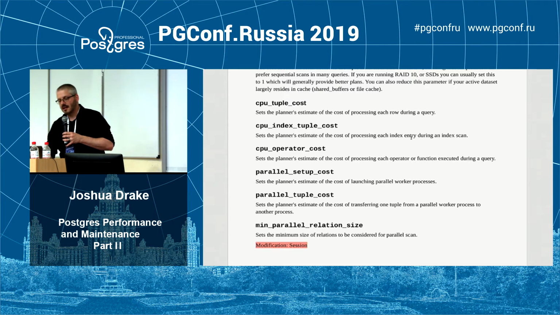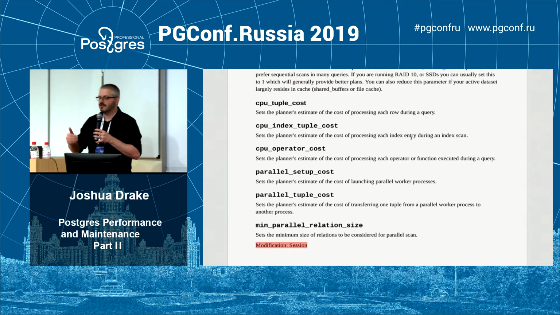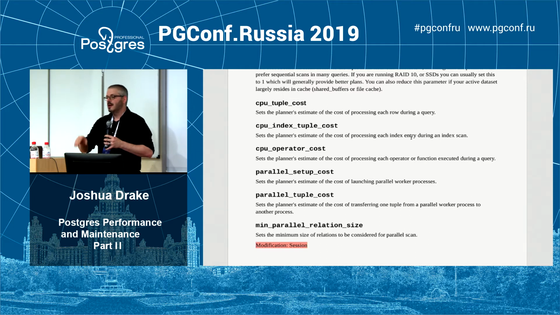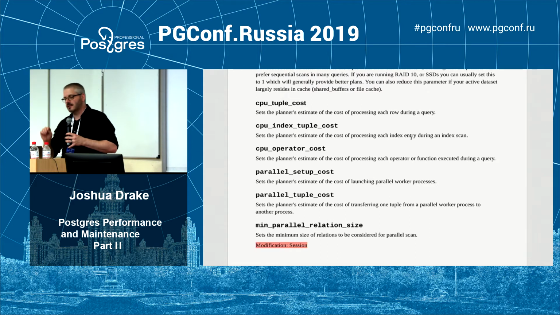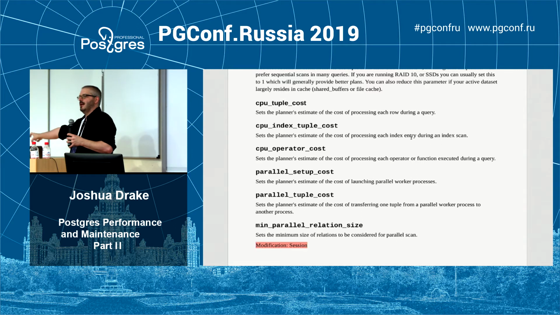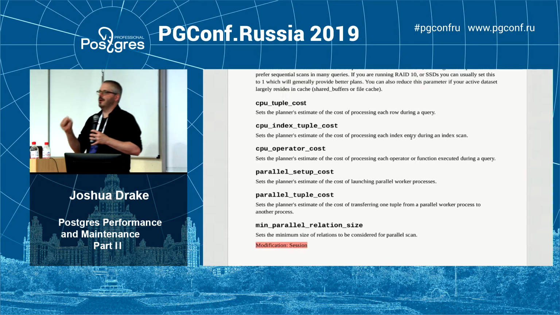Parallel setup cost sets the planner's estimate of the cost of launching parallel worker processes. Keep in mind that a lot of the worker processes are pre-launched, so it can actually be a very low value. Parallel tuple cost sets the planner's estimate of the cost of transferring one tuple from a parallel worker process to another process. When does that happen? It's when one process gets the data it needs to be able to hand to another process for merging or whatever to deliver to the client.